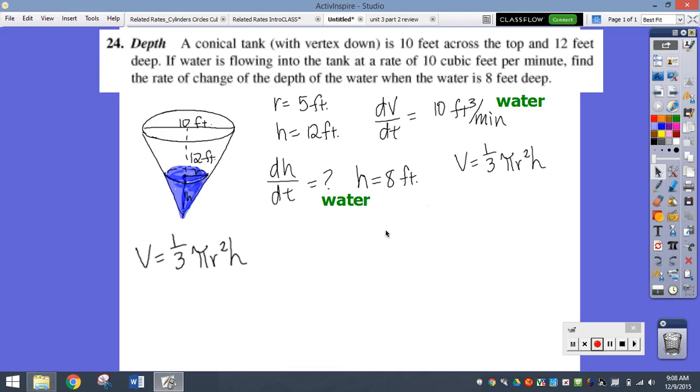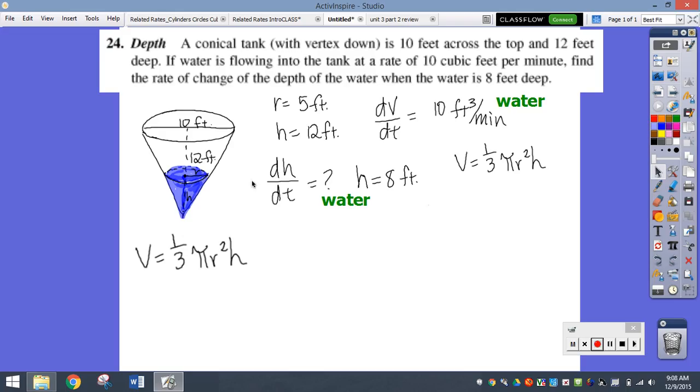So what that means is that I need to use substitution so that I eliminate the r so that I don't end up with dr over dt, which I don't have a value for, and so I can't solve the problem. And so the relationship that you're supposed to use is the relationship between the radius and the height of the water, and the radius and the height of the tank.